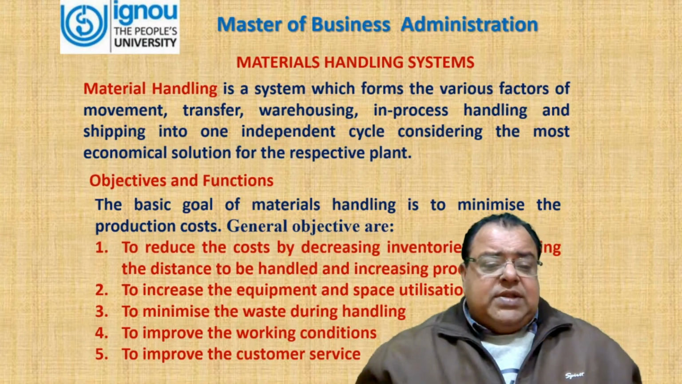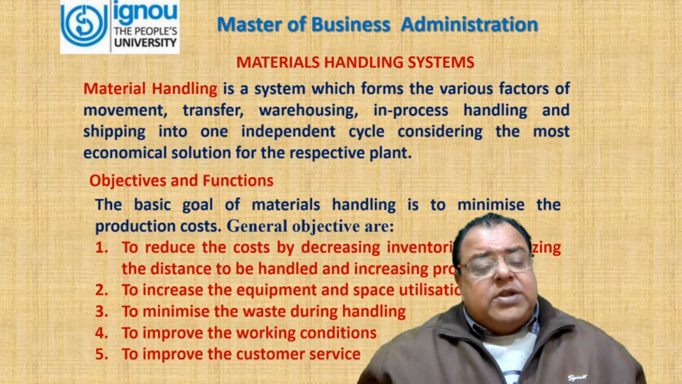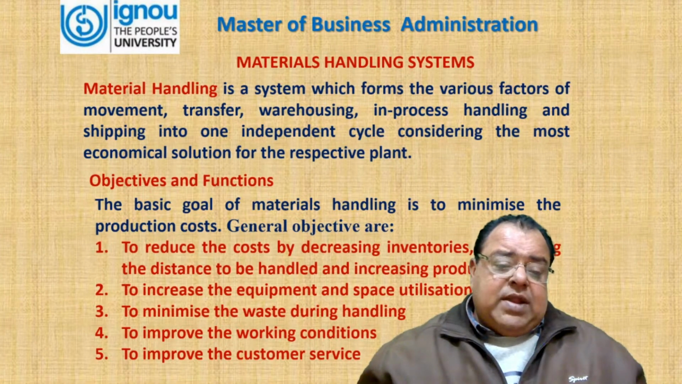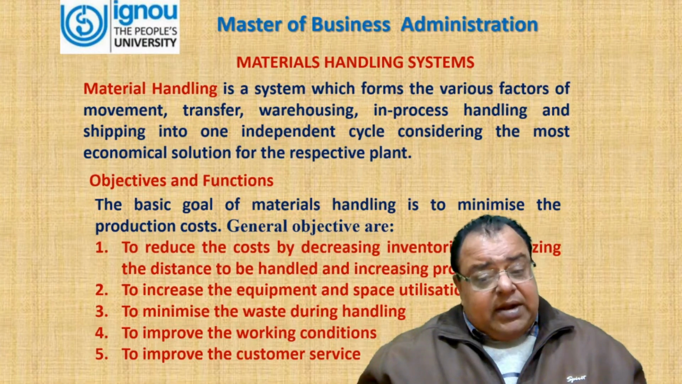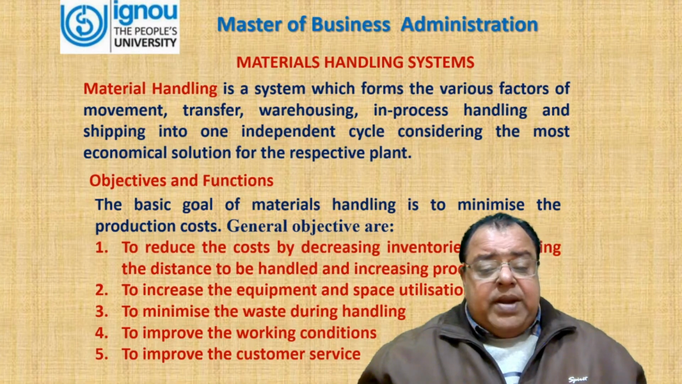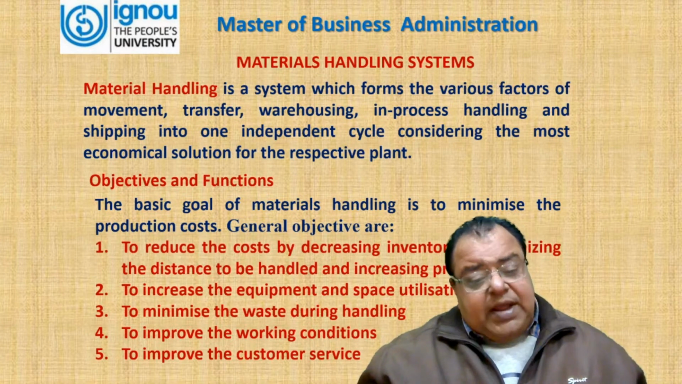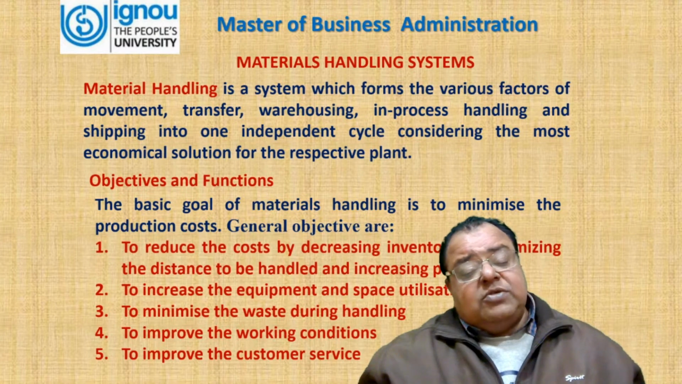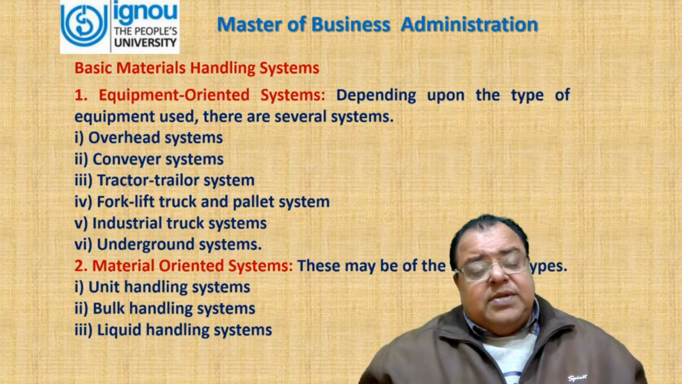Objectives and functions. The basic goal of material handling is to minimize the production cost. And general objectives are to reduce the cost by decreasing inventories, minimizing the distance to be handled, and increasing productivity, to increase the equipment and space utilization, to minimize the waste during handling, to improve the working condition, and to improve the customer service.